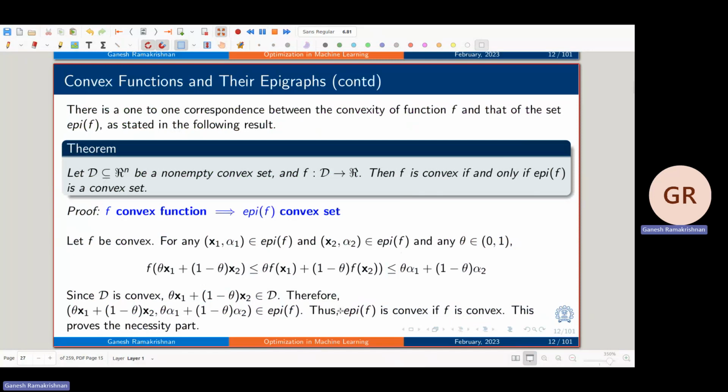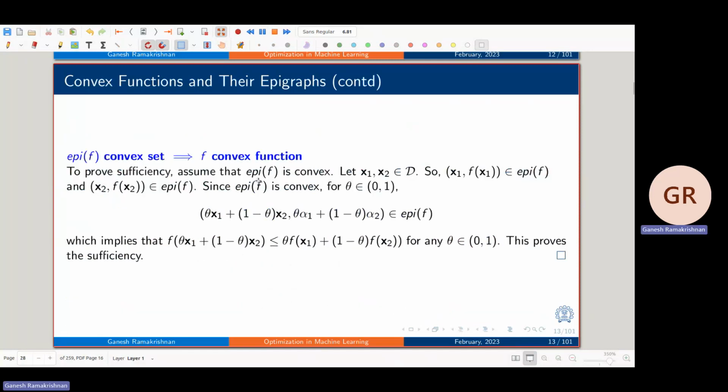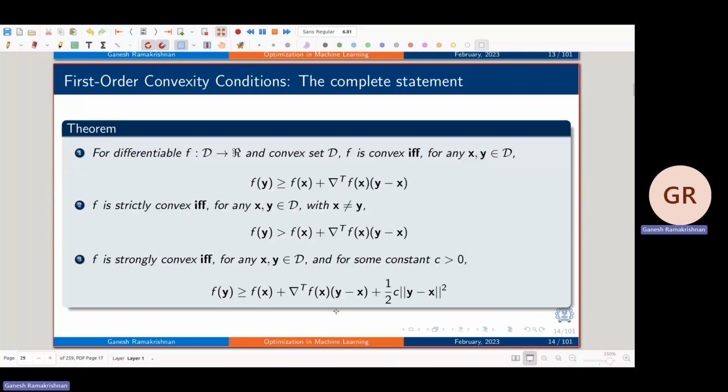So that is the necessity part and the sufficiency part. You basically have to show that if two points are in the epigraph and the epigraph is convex, then the function must be convex. Again, that's not difficult at all. You look at it and think, what big deal. It's just the same thing being spoken in a different language, right? Okay. Now we come to the most important part. All of this is leading to the first order definitions of convexity.